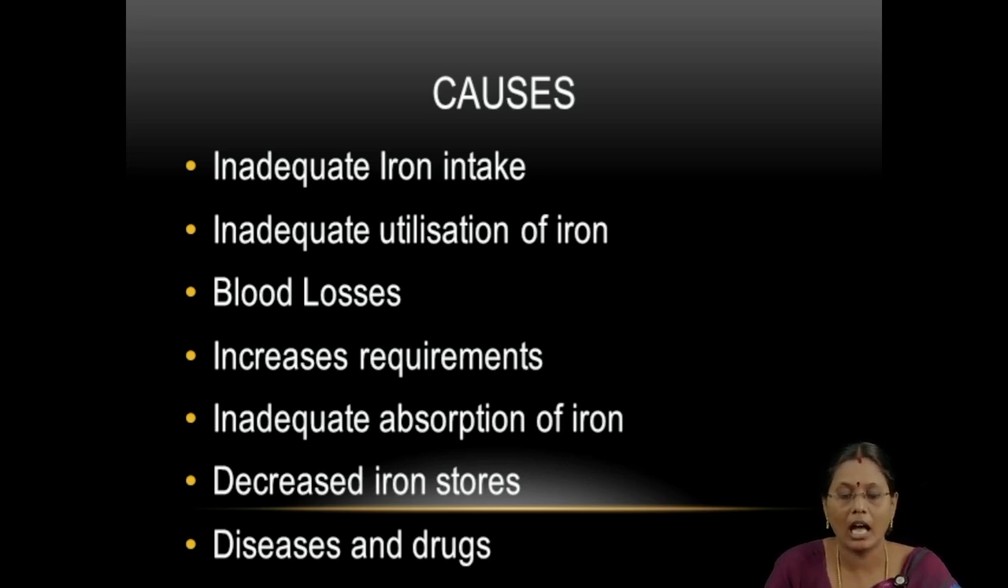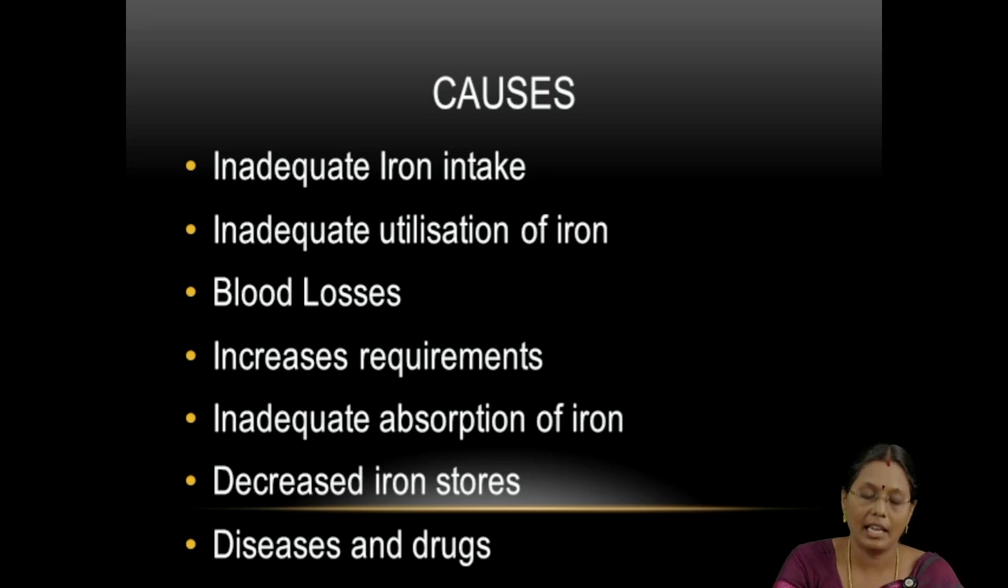Then decreased iron stores. Inadequate absorption of iron. In this condition, most of the diet contains phytates and phosphates that lead to inadequate absorption of iron. Phytate is the storage form of phosphorus. It is mostly present in seeds, nuts, and sesame seeds, and the phytates inhibit iron absorption. Then excessive consumption of tea also inhibits iron absorption because tea contains tannin components.